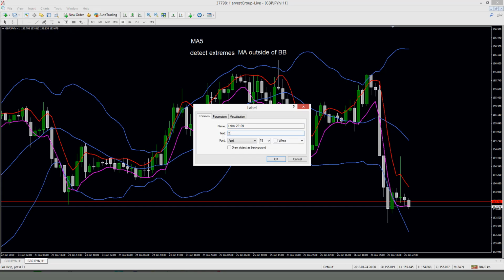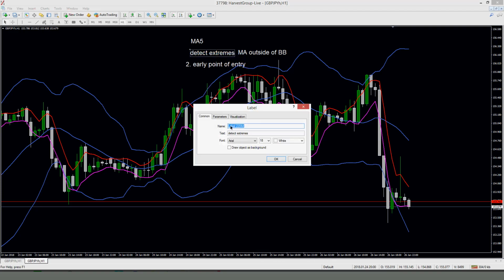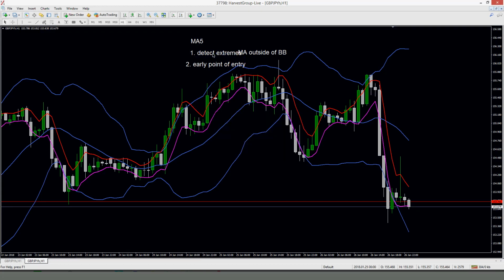So the next function of the moving average 5 is point of entry. Early point of entry. Let me just write it down properly here. So the second one is early point of entry. So what do we mean by this?